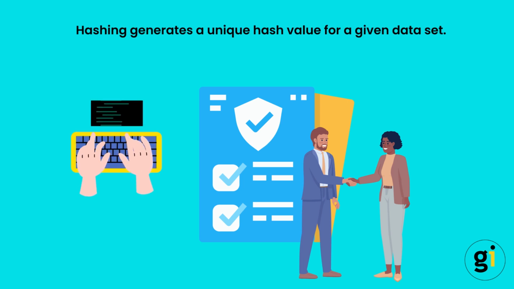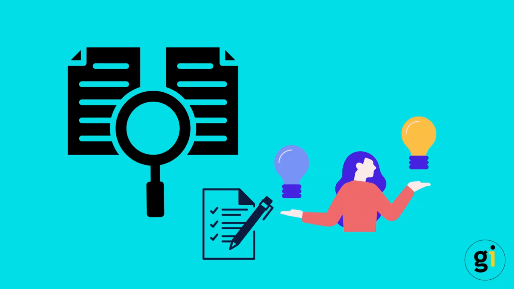Hashing generates a unique hash value for a given data set. By comparing the hash values of the original and replicated images, investigators can verify that the copied data matches the original, guaranteeing its integrity. Lastly, let's discuss the chain of custody and its importance in preserving evidence integrity.